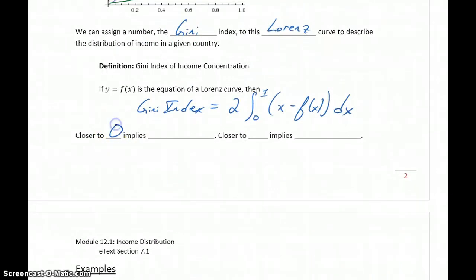So as our Gini index gets closer to 0, it implies absolute equality, or that our country is getting closer and closer to economic equality. And it's just easier to interpret between 0 and 1 versus 0 and 1/2. So multiplying by 2 means that absolute inequality would be 1. So as our Gini index gets closer to 1, that's going to imply that our country is getting closer and closer towards economic inequality.